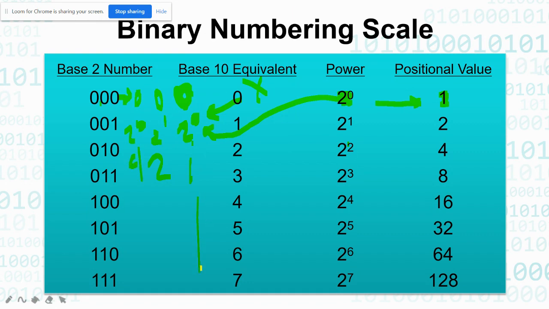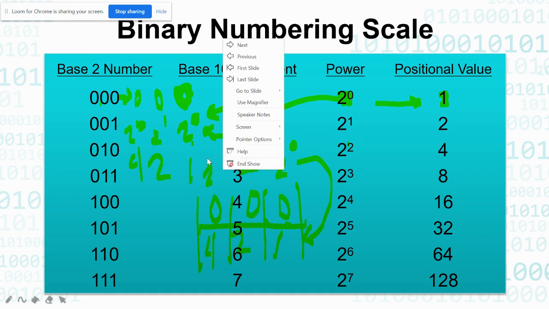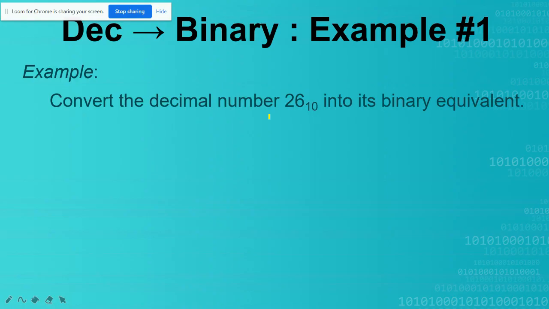Yung iba nga gumagawa pa ng ganito. Tapos susulat nila 0, 0, 0, tapos ang ilalagay nila 1, 2, 4. Yung iba naman susulat pa yung 2 raised to 0 dito, tapos ang equivalent na 2 raised to 0 is 1. 2 raised to 1, 2 raised to 2, 3. Later on, we will talk about what are those things.